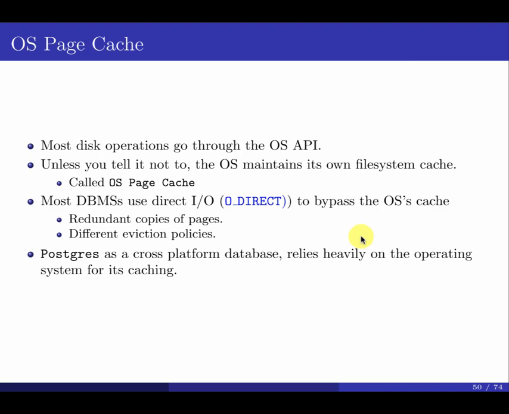Which makes sense, okay? It eliminates, for example, the redundant copy. And the operating system and the database definitely have different eviction or replacement policies. They are not the same. And Postgres is the only one I believe that still relies heavily on the operating system to handle the buffer pool. Although they have a small buffer pool, they still rely on the operating system to take care of the buffer pool operation. And this is one of the main differences if you think about the difference between commercial database management systems and open source ones. The commercial database management systems do a better job. Okay? Good.